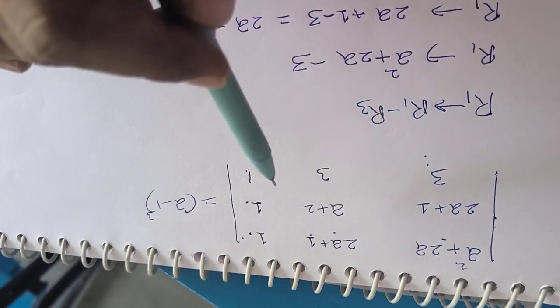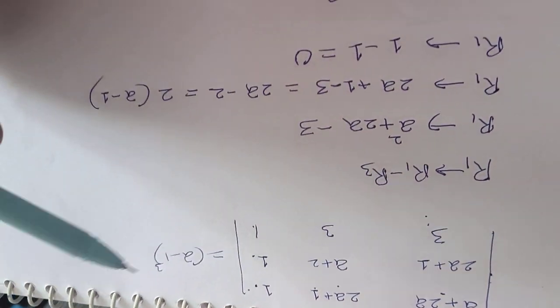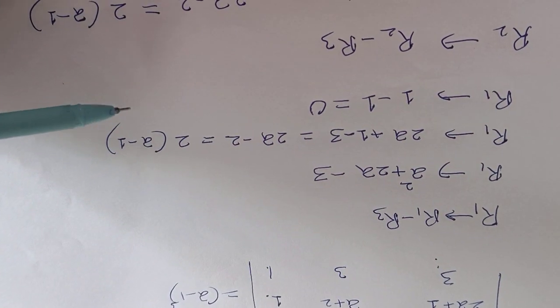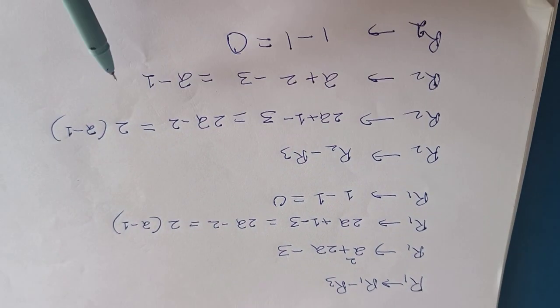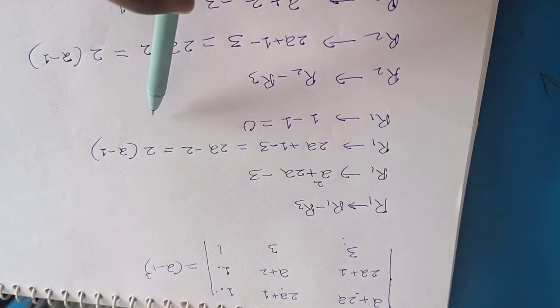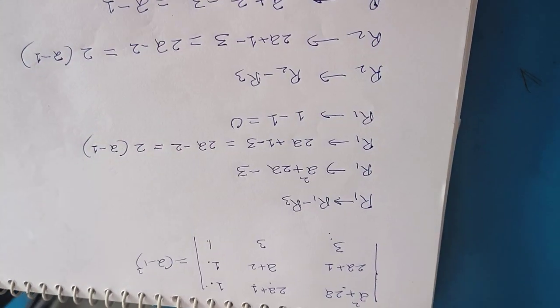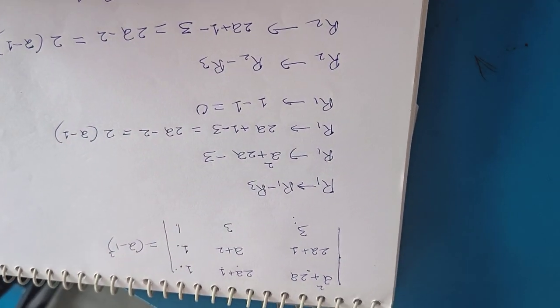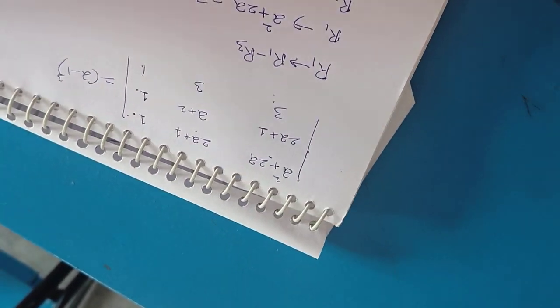Now we will write this determinant. In the first row we write these terms, in the second row these terms. Instead of the old rows, we write these new values. Third row stays as it is.